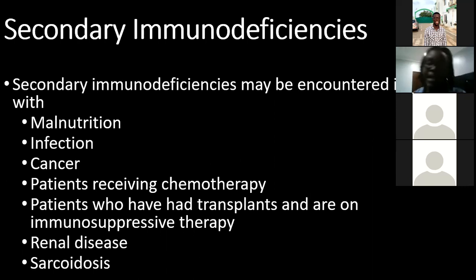All right, so we'll conclude with the secondary immunodeficiency. So like I said, usually you encounter it in disease conditions. Examples are malnutrition, infection, cancer. So the cancer itself can make you immunodeficient, and then the treatments too can make you immunodeficient. So immunotherapy, chemotherapy, radiotherapy. Patients who have had transplantation, maybe a heart transplant, liver transplant, kidney transplant, and are on immunosuppressive therapy to prevent the immune system from rejecting the transplant, are also immunodeficient. Patients with renal disease, and then there's a condition called sarcoidosis.